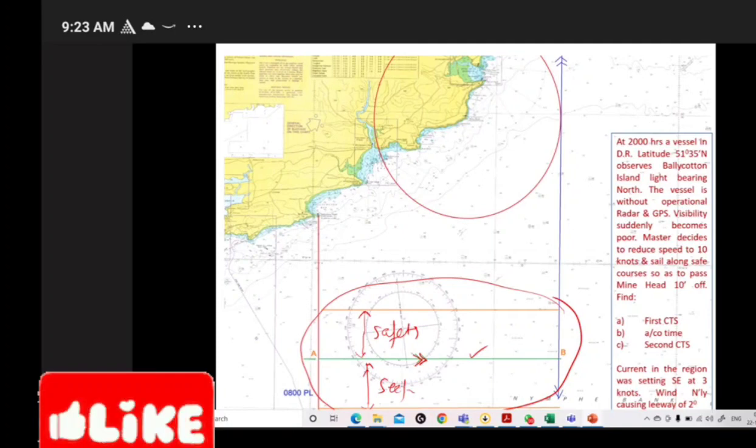Now you'll ask, what should be the safety zone? In practice, the master will decide, keeping in mind his reliability on the DR position. If the DR position is highly reliable, then he knows that he is very close to A, and he can decide the safety margin. If the DR position was worked based on some observation obtained 24 hours back, then obviously the credibility of the DR position is doubtful. He will probably go for a bigger safety margin.